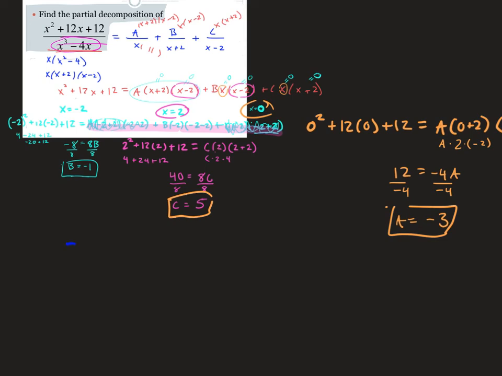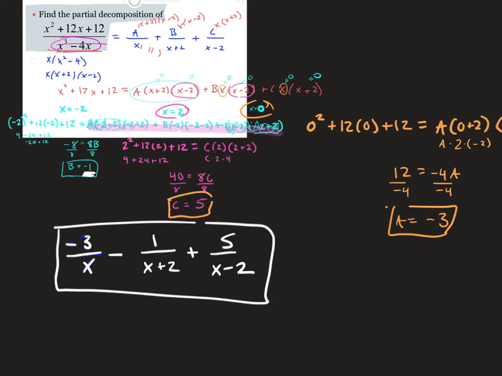So we have negative 3 over x. Can you guys see this color on black? Not really. Negative 3 over x. Our b is negative, so we're going to put minus 1 over x plus 2. And then plus 5 over x minus 2. That's our answer.